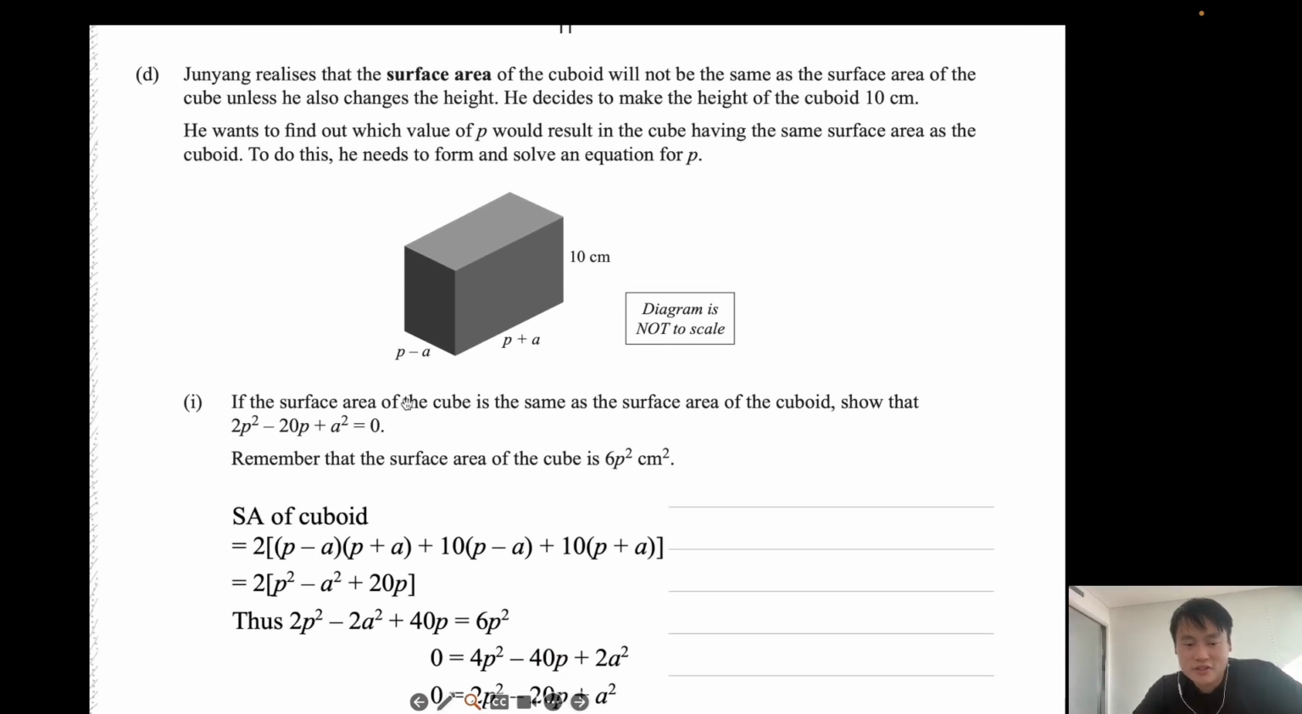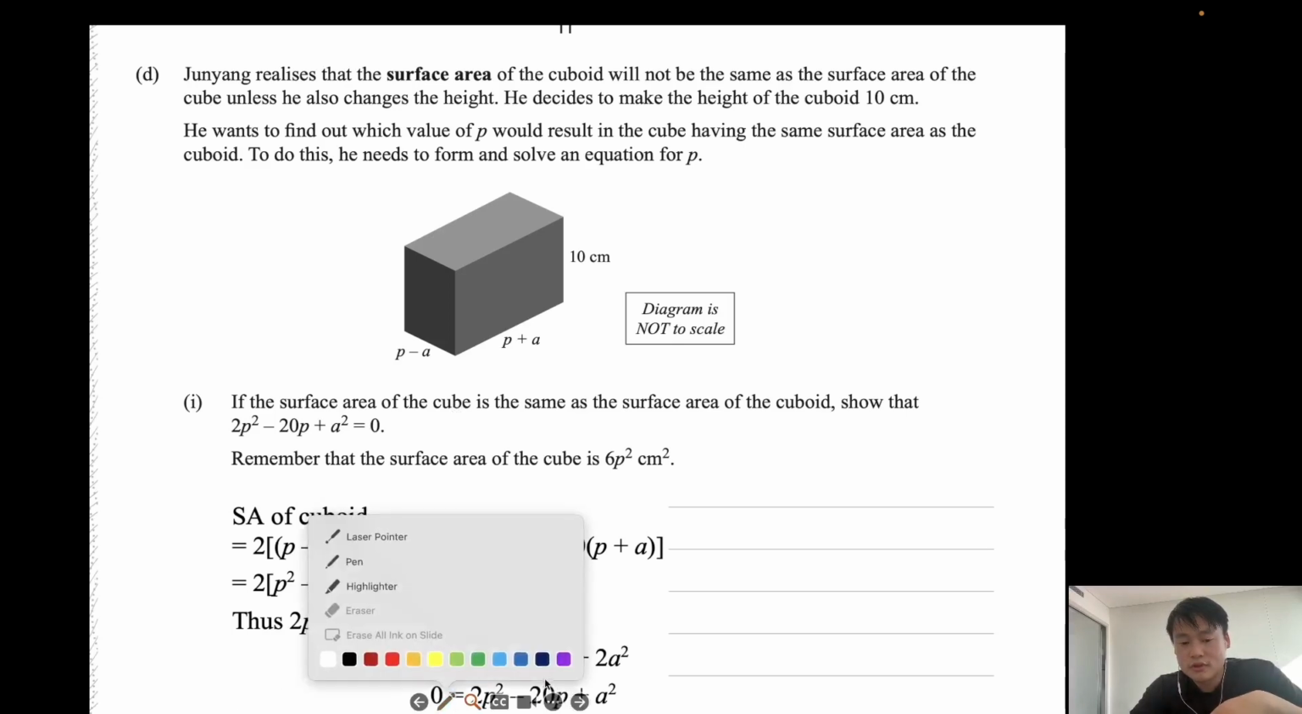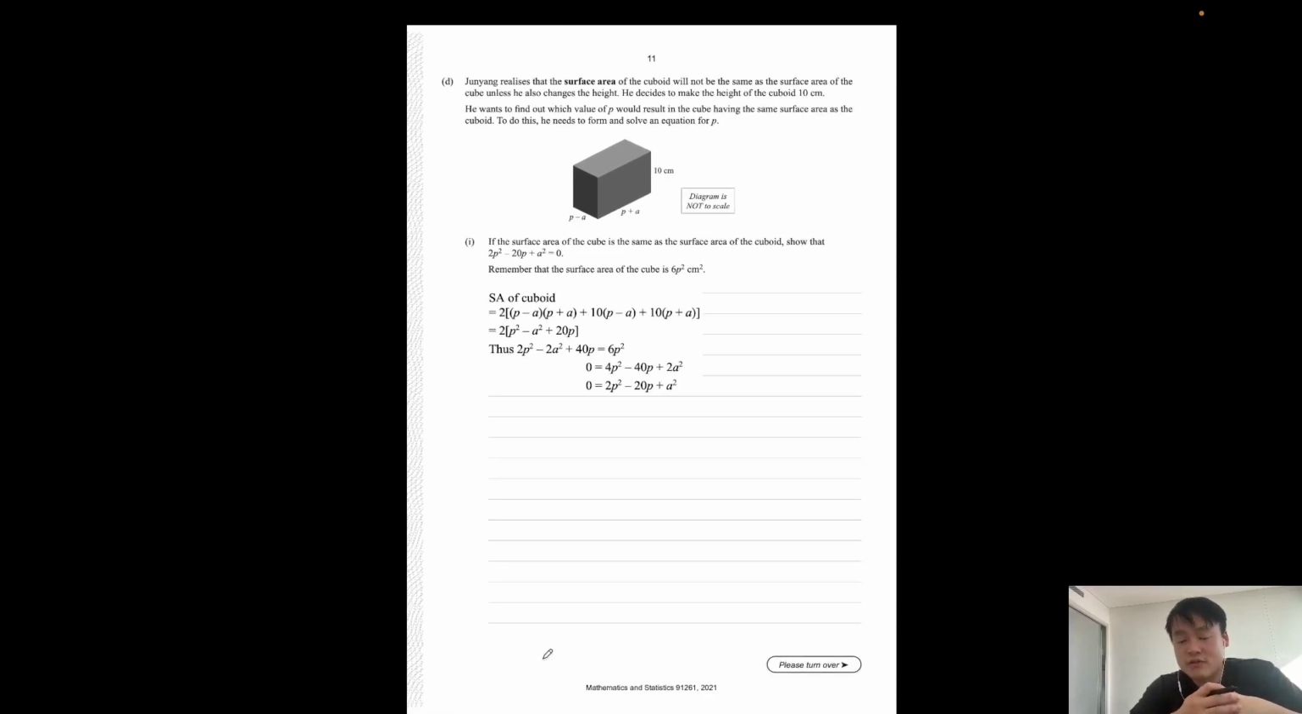Surface area of the cube, same as surface area of the cuboid. Show that this. How do you show an equation? You show something that starts off to represent, in equation form, the relationship they give to you, isn't it? So the relationship they're talking about is the surface area of the cube is the same as the surface area of the cuboid. Do you have something that represents the surface area of the cube? Of course you do.